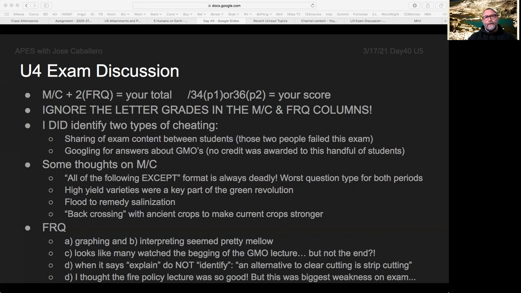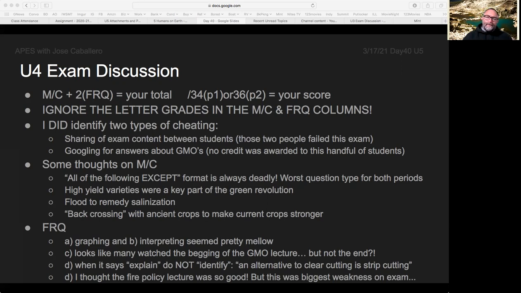All right, so to calculate your grade, you would take your multiple choice, add the free response, and add the free response doubled. So you would take 15 on the multiple choice plus 2 times 8 is 16. So 15 plus 16 equals a 31 would be your total. And then you would divide that by the curve. And interestingly, I had to use two different curves, one for period 1 and one for period 2 on this exam.